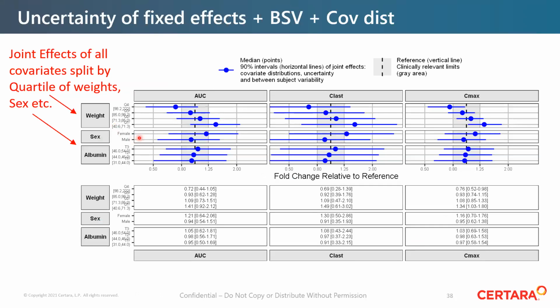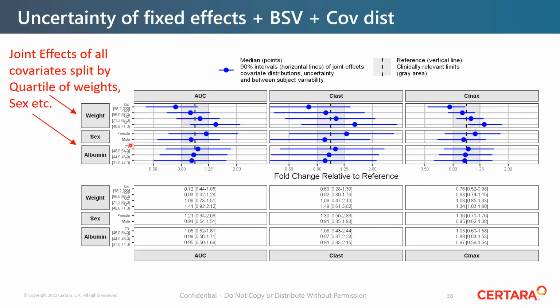Now, because we are simulating using correlated covariates, these splits are no longer pure effects. It's not just the weight effect. It is a joint effect of all covariates, but split or looked at from the weight angle. So I'm splitting my whole population into quartiles of weight. I can see the first quartile, Q1, Q2, Q3, Q4. And as weight is increasing, AUC is decreasing.